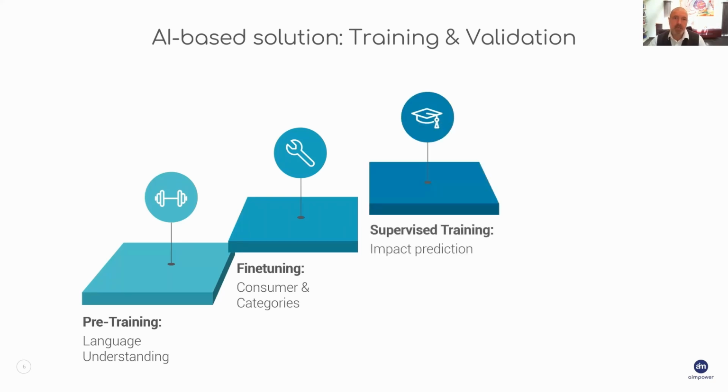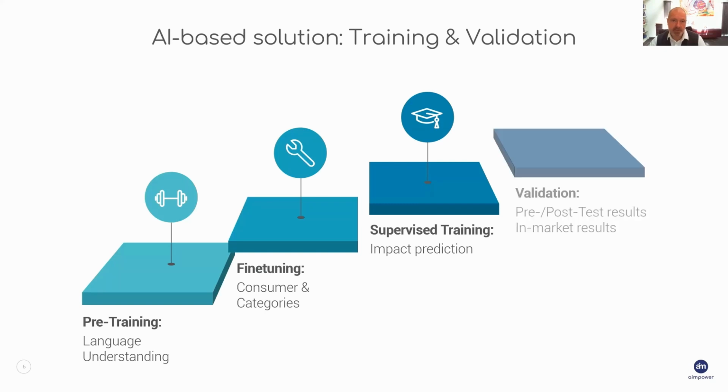We then have a phase which uses supervised learning, in which the AI learns to take in consumer text and predict a given advertising effectiveness metric. And the final stage consists in validating this resulting AI against various pre- and post-test metrics, and, if available, in-market result metrics.